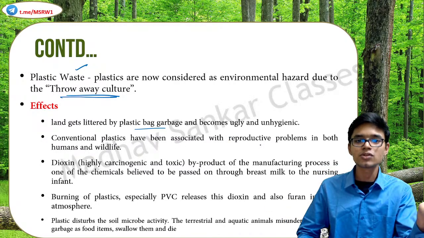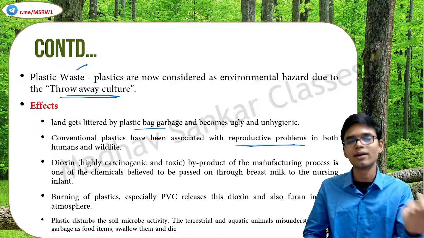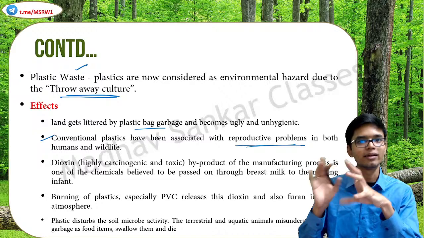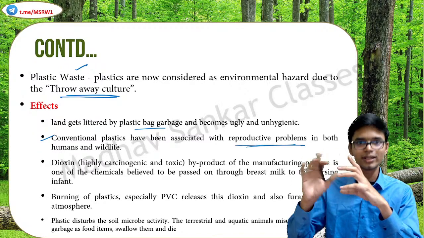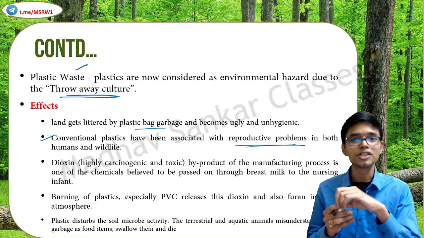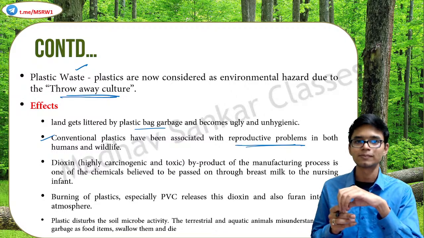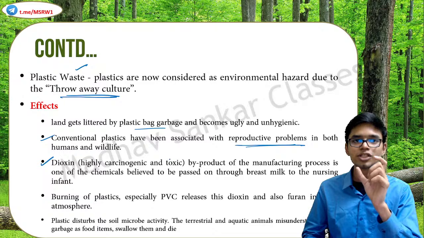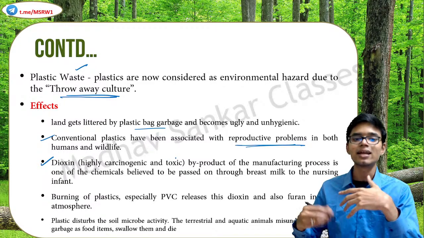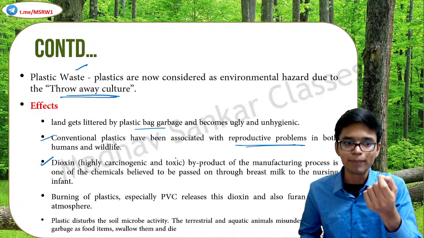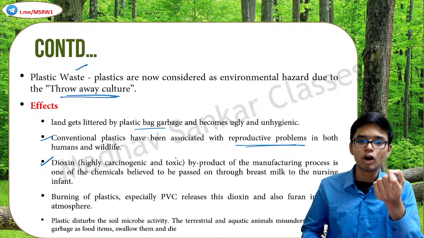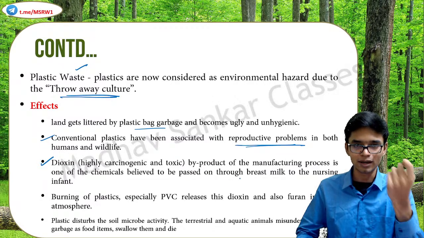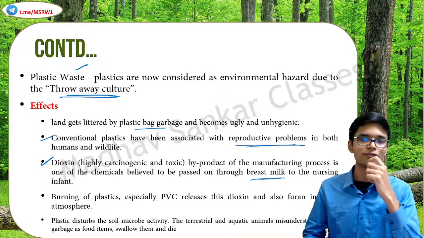Conventional plastics have been associated with reproductive problems in humans and wildlife. This is conventional plastics. Right now, various improvements have been made in it. But even then, at the earlier stages, there were severe reproductive issues in both animals and human beings. Dioxin. Dioxin is a very highly carcinogenic agent, which means it creates cancer. This is actually a byproduct of the manufacturing process of one of the chemicals, which is believed to have been passed through breast milk to the nursing infant.